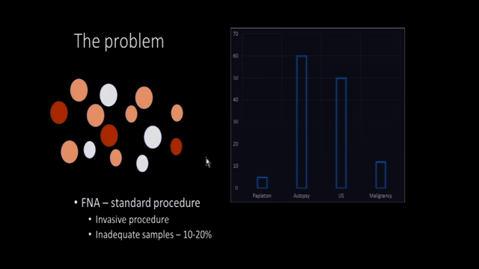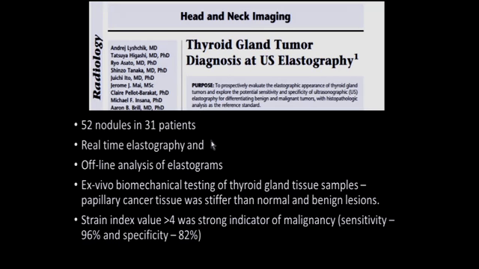Now, fine needle aspiration is a standard procedure. It is, of course, an invasive procedure, and can lead to inadequate samples in about 10 to 20% of cases, which itself leads to quite a lot of problems, which is rebiopsy or even surgery at some times.